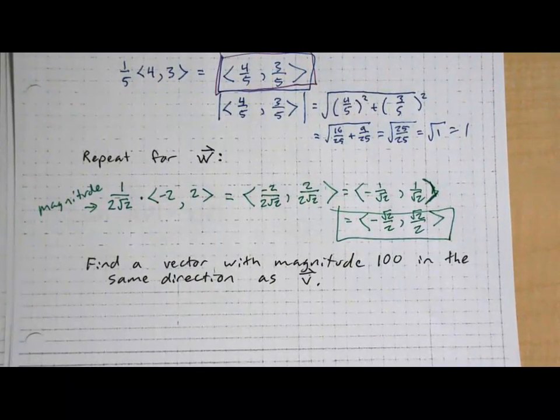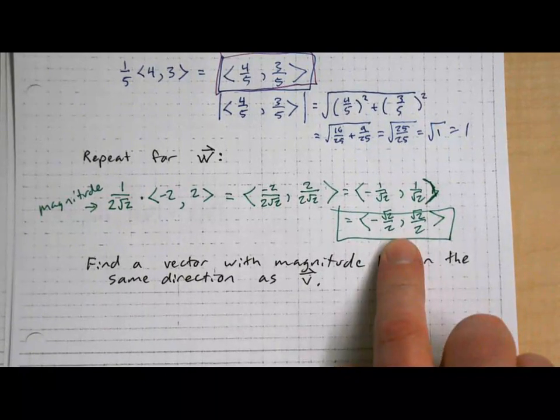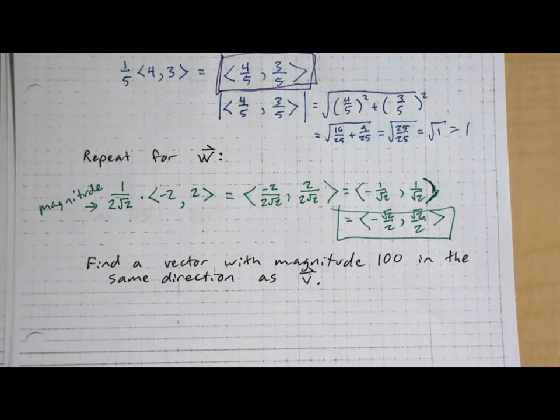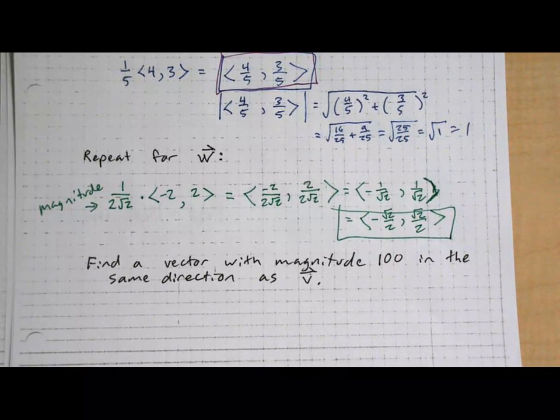Great question, thank you. Other questions about this one? Did anybody find the magnitude of this and make sure it was 1? Came out to 1? Awesome. All right, how about this one? Find a vector with a magnitude of 100 that's in the same direction as vector v. How do you suppose we do that?